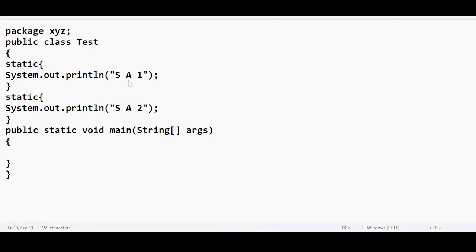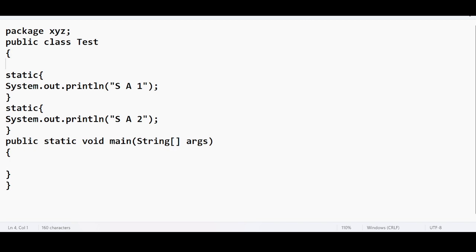Next question: you can get a question in such a way that there will be n number of static blocks, and all the static blocks will be recognized and executed. And when you talk about the execution flow, the execution flow is always from top to bottom. Always from top to bottom.